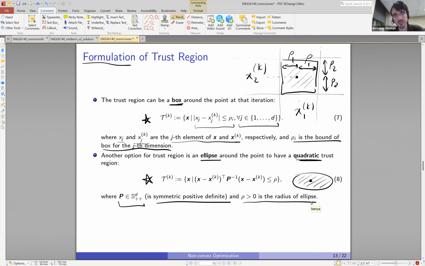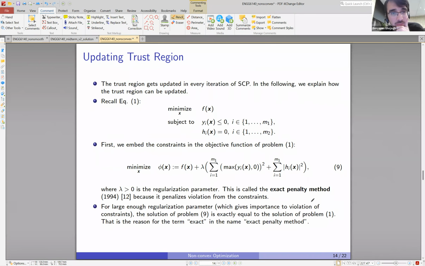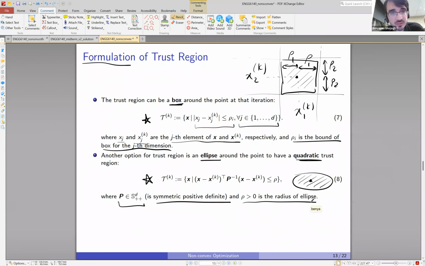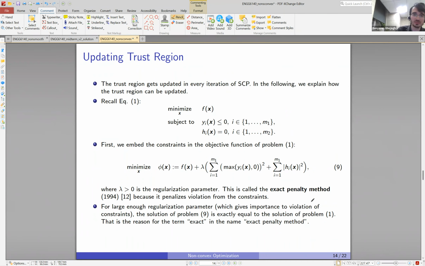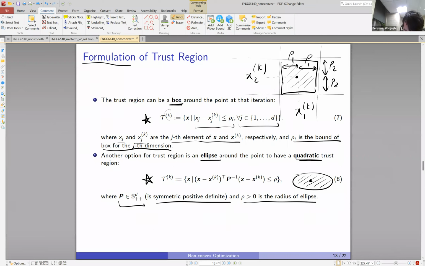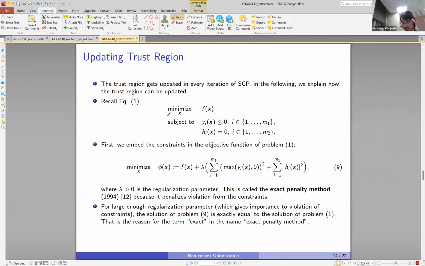Okay. Now, after formulating the trust region, how can we update the trust region in each iteration? Because the trust regions of iterations are different. Note that T has a superscript k. It means that in each iteration we might have a different trust region. Now we need to update that. The trust region gets updated in every iteration of sequential convex programming. In the following, we explain how the trust region can be updated.